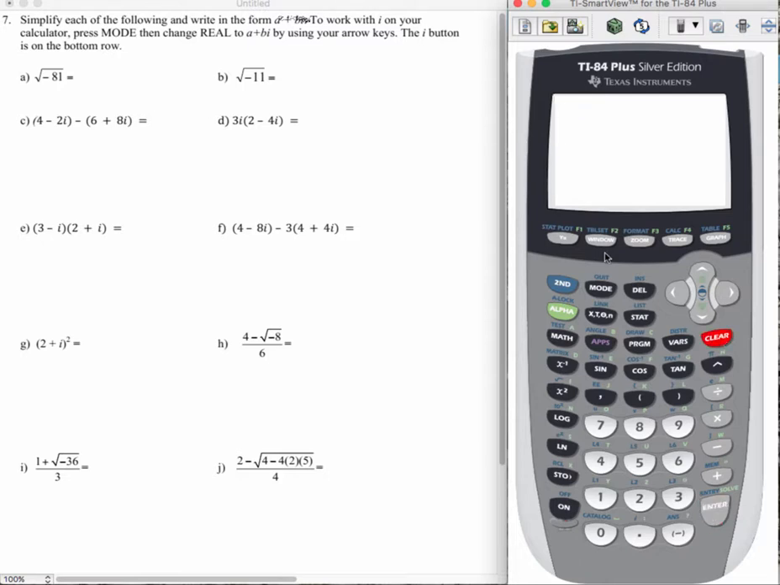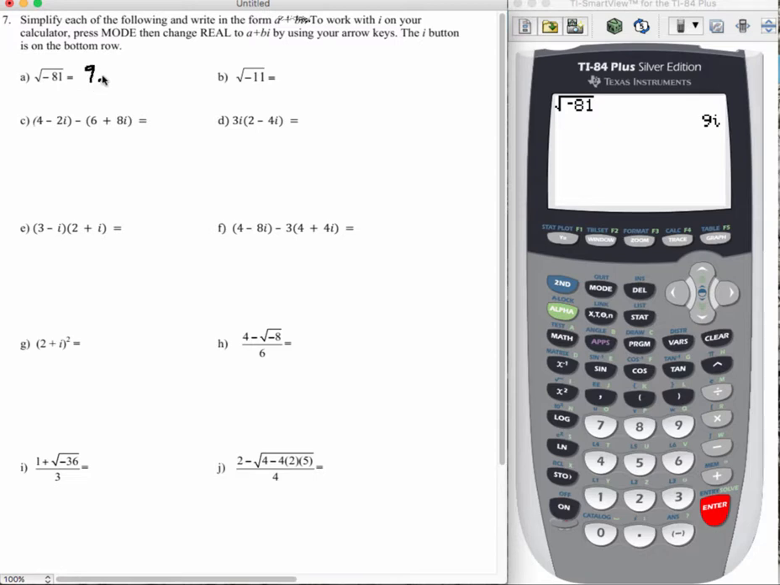So let's go ahead and work through these real quick. The first one, the square root of -81. We're going to go second square root of -81, and hopefully that's going to come out to be 9i. By Jove, it is. Coming over here to our actual document, we would write down that the square root of -81 is equal to 9i. Now, if we want to write that in a plus bi format, that would be 0 plus 9i. But generally speaking, we're not going to have to do that.